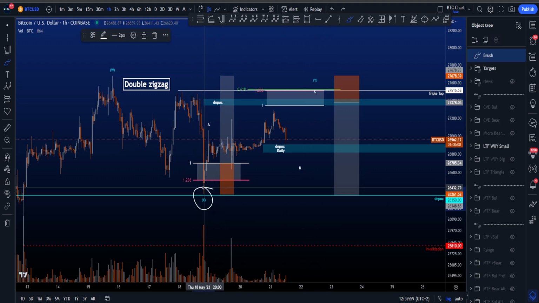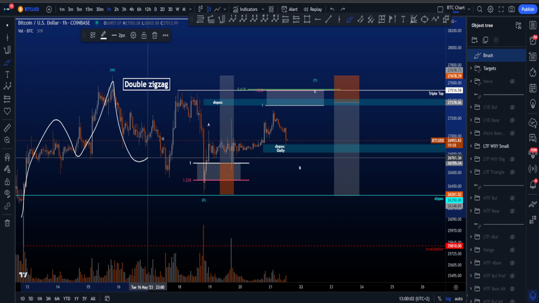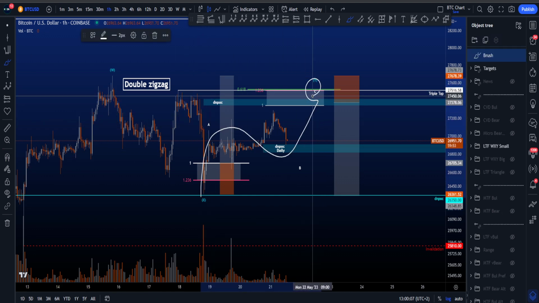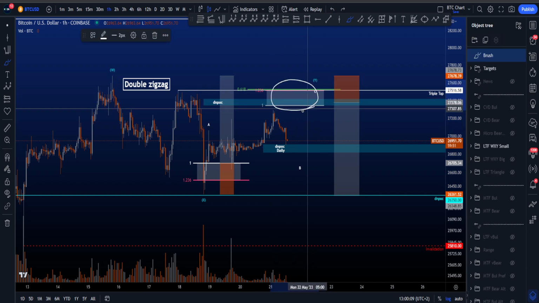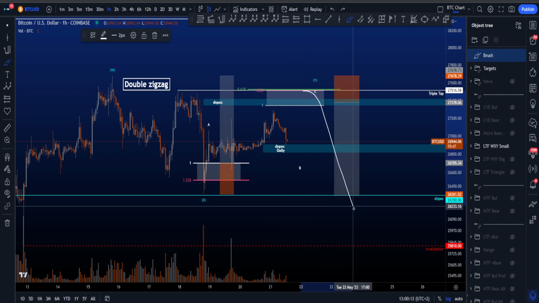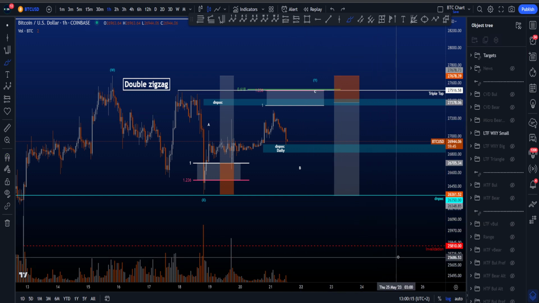So now wave X is already finished. So we have 3 waves in W, 3 waves in X, and then we're working on a 3-wave structure for eventually wave Y, where the main target area I just mentioned is going to be the end of this wave Y for then a continuation to the downside to lower prices.